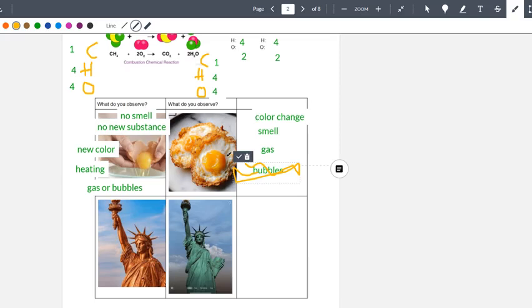The proteins rearrange. This is what the Statue of Liberty looked like when it was given to the United States. This is what it looks like now. What's a big change? Yeah, you've probably noticed that it's the color.